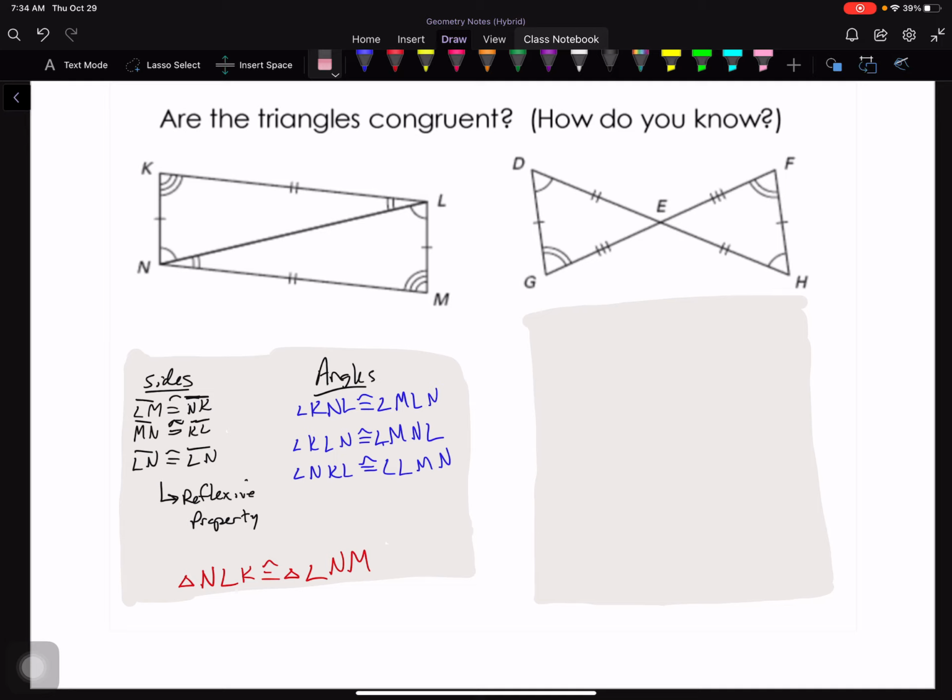All right, one more example here. So again, we'll start with the sides. And again, really quickly, we could say DG is congruent to HF. And then we have DE. I'm starting with the left triangle, starting everything over here, and then getting the congruent segment from the second triangle. So DE is congruent to HE. And then last but not least, we could say that GE is congruent to FE. So hey, we got all three sides.